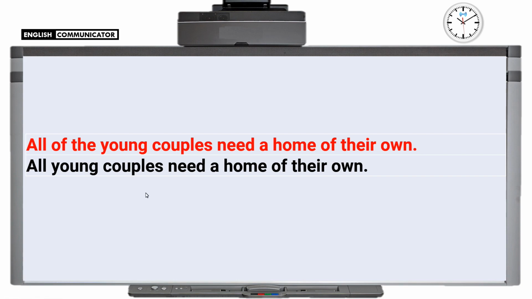So the next mistake, all of the young couples need a home of their own. It is a wrong sentence. Look at the right sentence and then you can quickly understand. All young couples need a home of their own. And look here, the difference, all of the young? No, all young couples. Just make it simple. All young couples, all poor people, all this, that, this, okay? All young couples need a home of their own, okay? So all of the young is wrong.